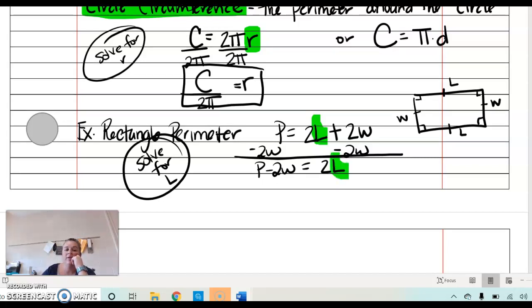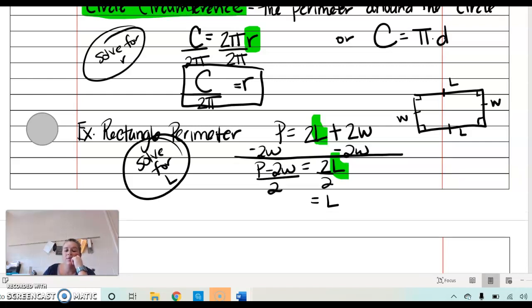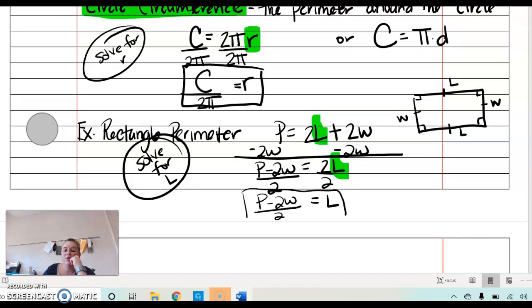Okay, we've multiplied by 2, so we're going to divide both sides by 2. So I get L is equal to whatever the perimeter is, minus 2 times the width, all over 2. And because I don't know what my perimeter is or my width, I really can't go any farther than this.